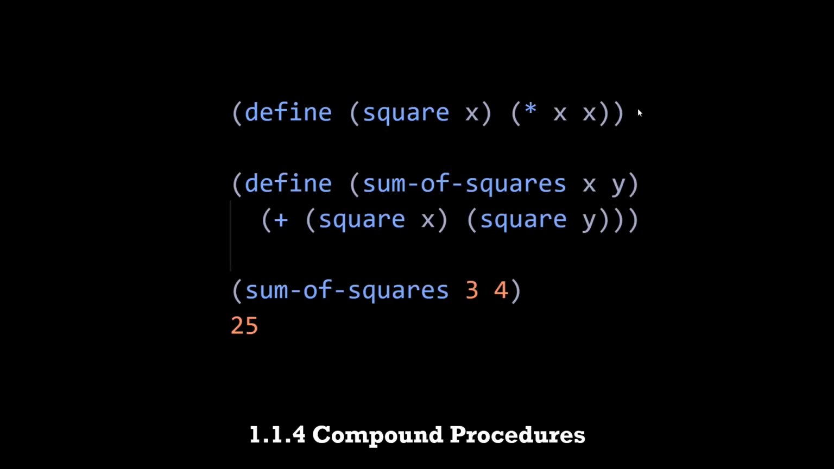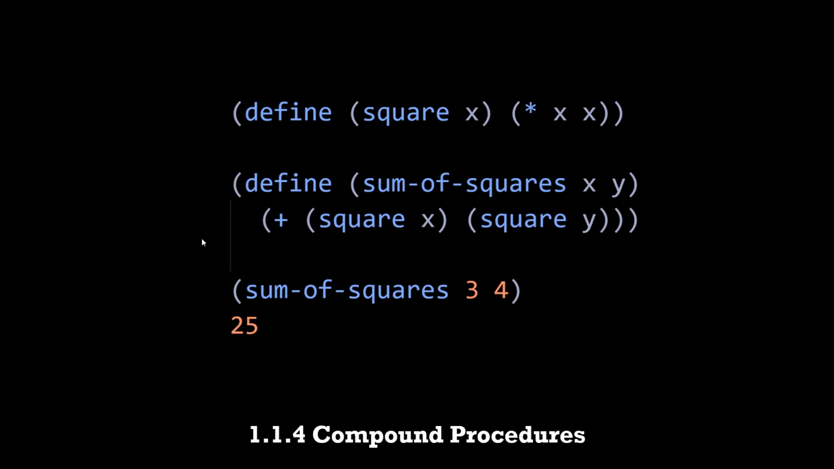The next subsection, compound procedures. This is basically just highlighting that you can define functions in terms of other functions. So here at the top, we've defined our square. The notation here, we use parentheses. The first thing in our parentheses is the name of our function, and everything else is going to be the parameters. And then the second set of inner parentheses defines the computation our function is actually doing. So here we're multiplying x by itself.